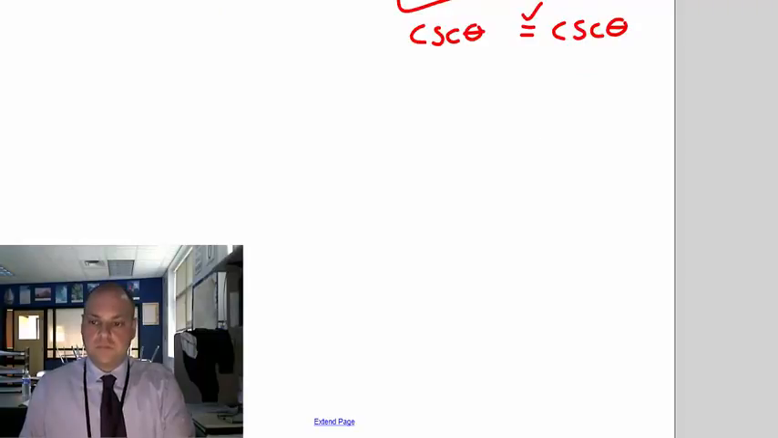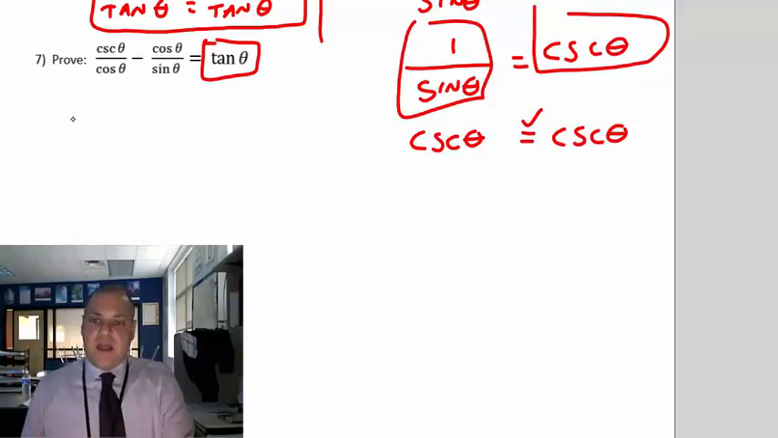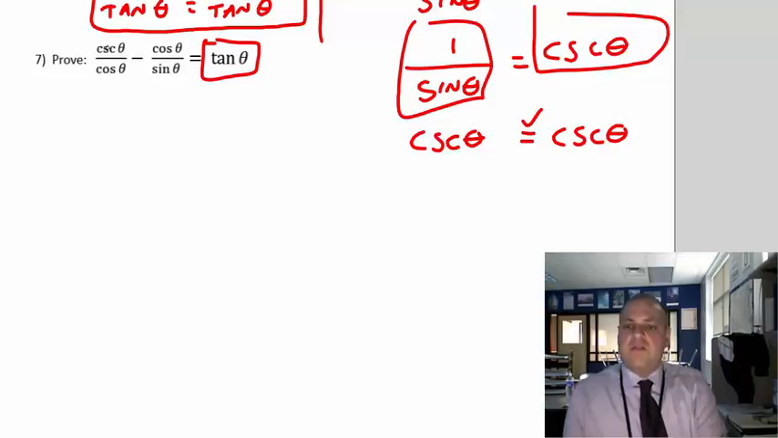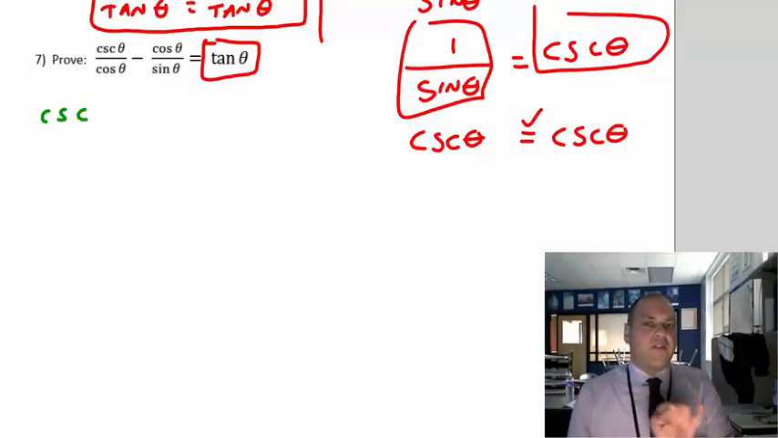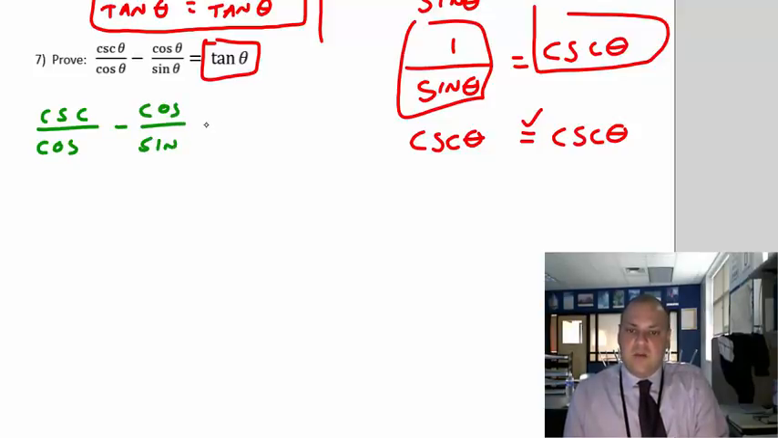Switch colors. Here I'm subtracting. I need a common denominator. I actually have a lot of stuff going on here. Let's get the common denominator first. This one's going to be a little bit long. So I have cosecant. What I like to do sometimes is I don't write the theta because they all have theta with them, so it's kind of repetitive. So I'm just going to say cosecant over cos minus cos over sine equals tan. I'm not going to keep writing equals tan. I'm just going to carry it down.